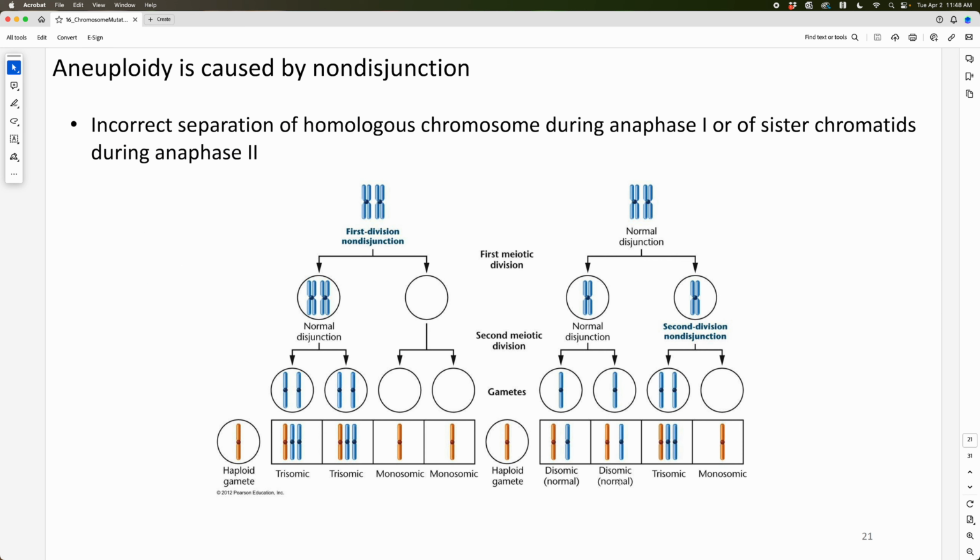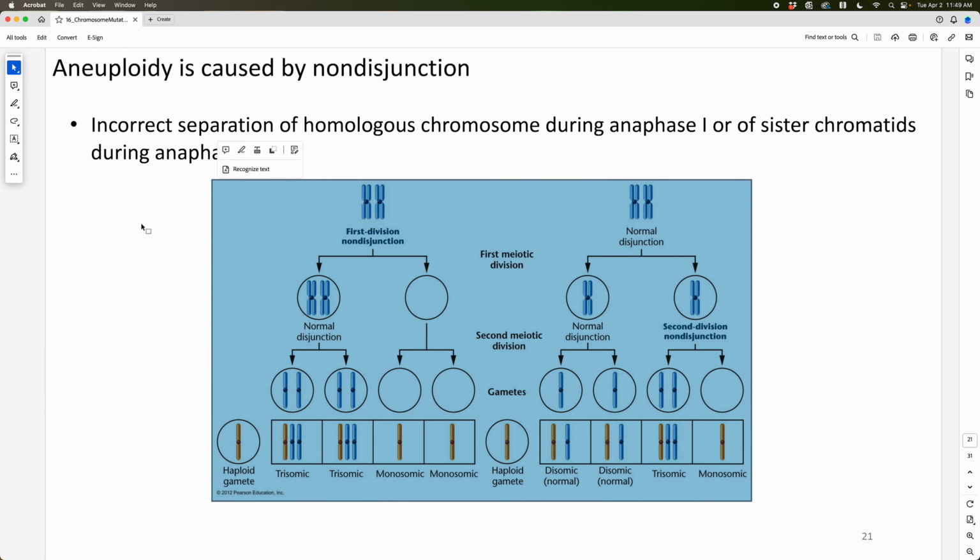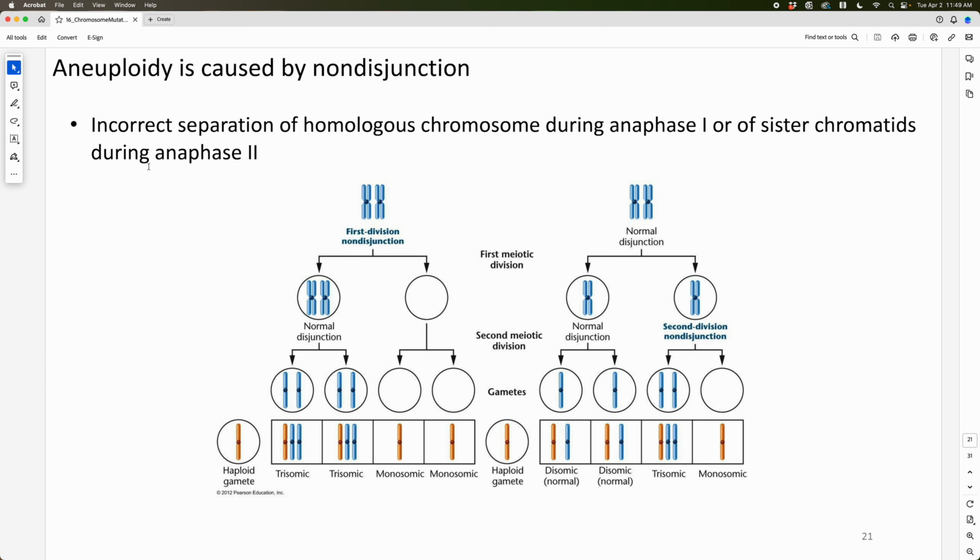So if we're thinking about aneuploidy and how it's caused by non-disjunction, we're going back to those stages of meiosis that are the reduction of the number of either homologous chromosomes or the chromatids per cell. So we have non-disjunction that can be caused by the incorrect separation of homologous chromosomes, which happens during anaphase 1, or of the sister chromatids that occurs during anaphase 2. So we have both of those cases demonstrated here in this figure.